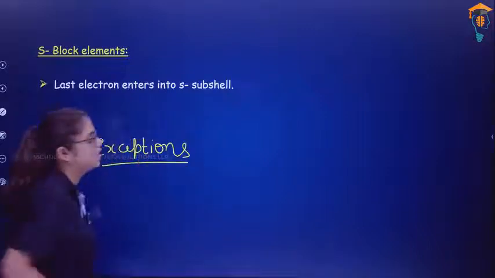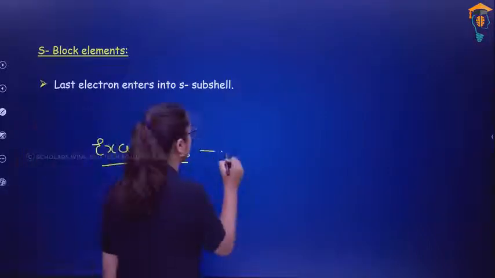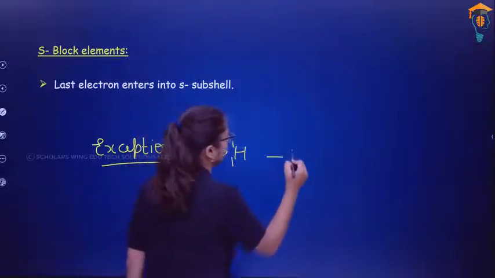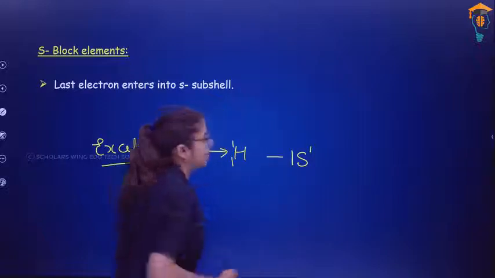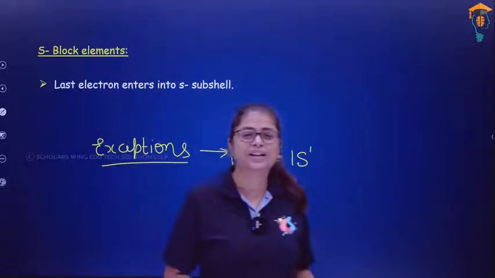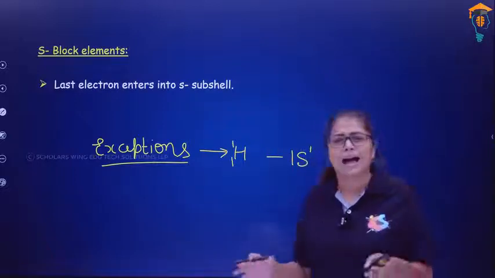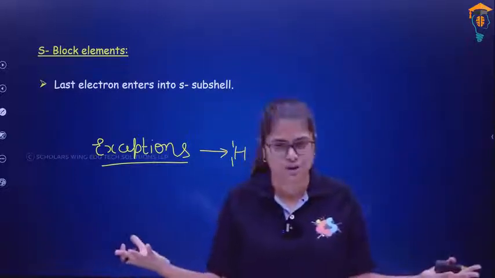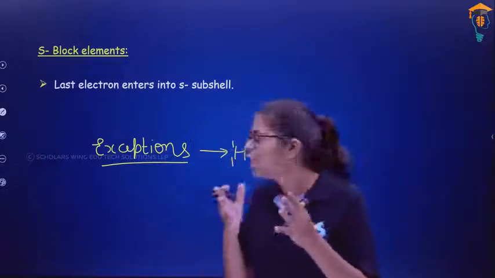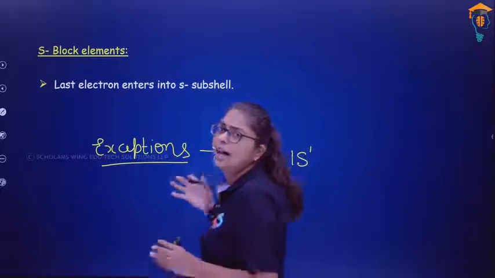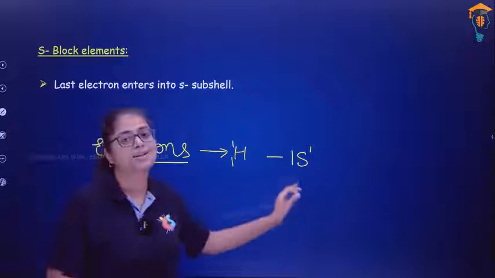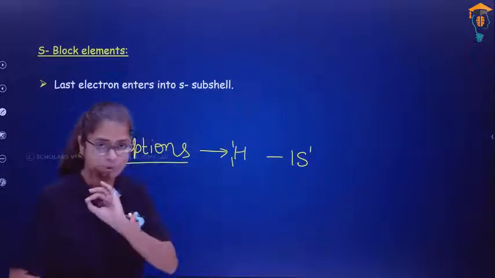What are those 2 exceptions? The first one, students, is hydrogen. Hydrogen is 1H1, that means it will be 1s1, right? That means this is a first period element. Now, when we studied the periodic properties chapter, I told you that hydrogen doesn't have a fixed position in the periodic table. So obviously, we can't call hydrogen an S block element, although the electron is entering the S subshell, okay?